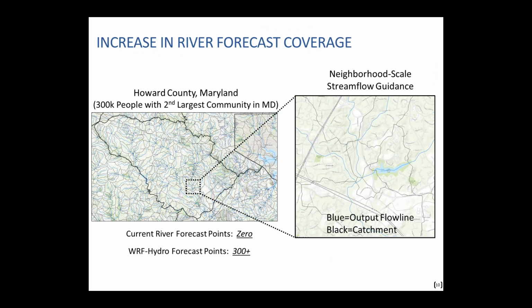This is just one more illustration of an increase in forecast coverage. So this happens to be the county where I live, Howard County, Maryland. It's got about 300,000 people in it, and it's got the second largest community in Maryland. The current river forecast coverage in this area is relatively sparse, and so there are actually 0 river forecast points in this county. We'll have about 300 stream reaches after we get the model up and running, where somebody could click on this and gain guidance about what the streams are doing in this area.